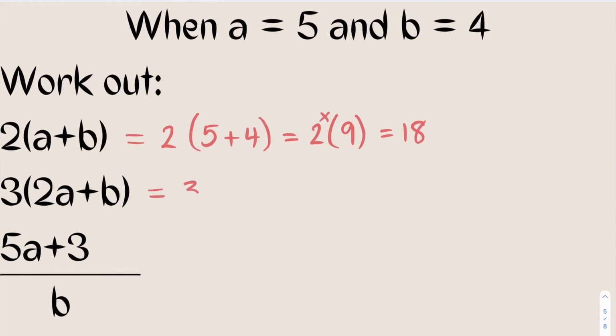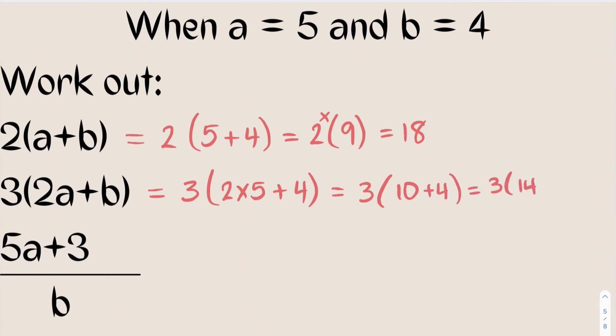Now for the next one, do a similar thing. So 3 bracket, now I've got 2A, and I know A is equal to 5. So it's 2 times 5, and then I add B, and B is equal to 4. So now tidying up what's inside the bracket, 2 times 5 is 10, add 4, that gives me 3 times 14, which gives a final answer of 42.